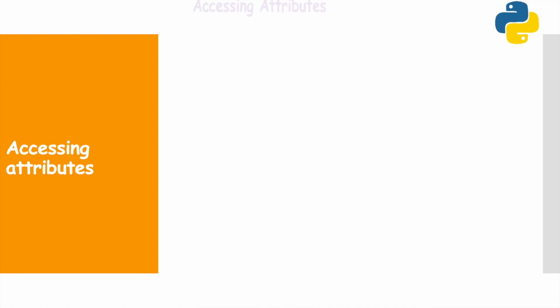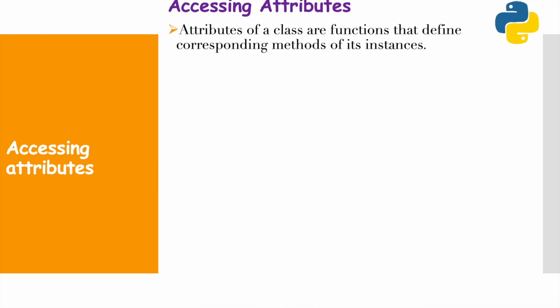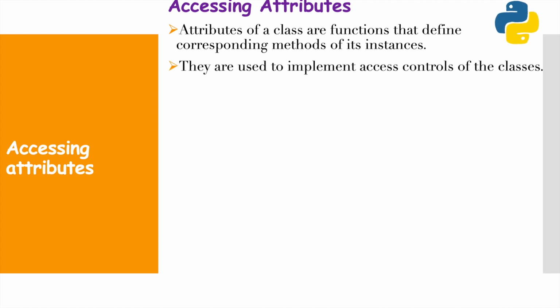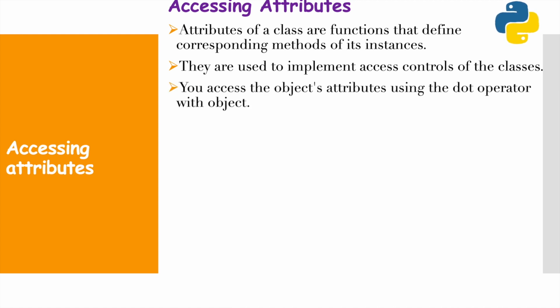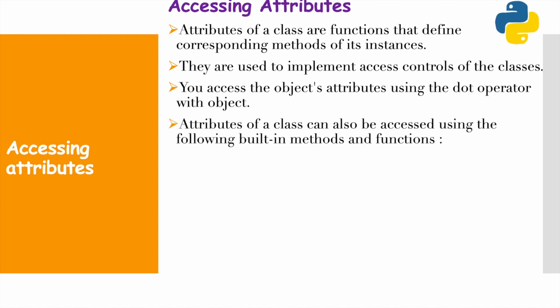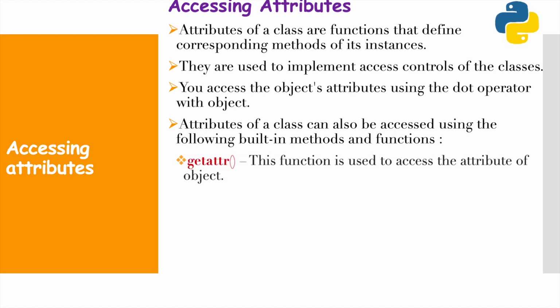Now let's see how to access the attributes. So attributes of a class are functions that define the corresponding methods of its instances, and they are used to implement access controls of the classes. So you access the object's attributes using the dot operator with the object. And attributes of a class can also be accessed using the following built-in methods and functions.